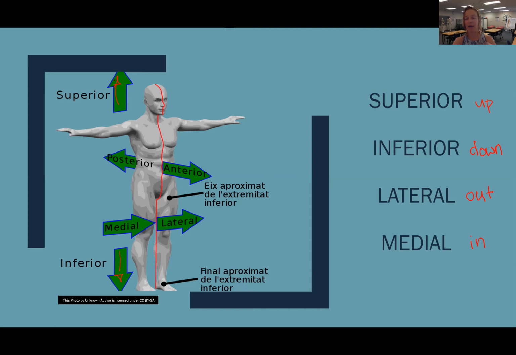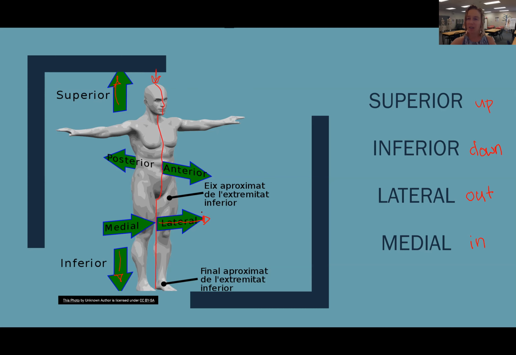And then lateral and medial can get a little tricky. So we are going to look at this red line right here down the midline of the body. And this is going to help us with medial and lateral. So lateral is moving away or out from this midline, okay? So see how this arrow is going away from this midline?